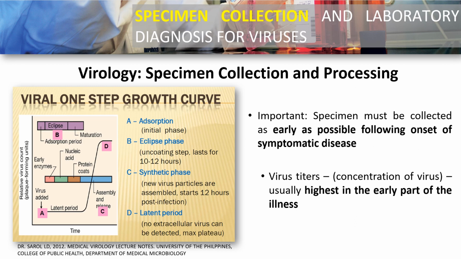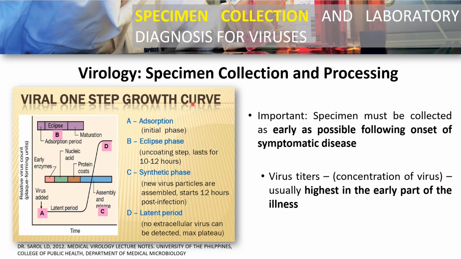Kaya Japanese people tend to go to the hospital frequently compared to other countries because of the healthcare system nila. So again, class, dapat as early as possible following onset of symptomatic disease. Example naman dito, class, is fever. So pag nagkaroon ng fever, they should go to the hospital and then collect sample. And then virus titers, or concentration of the virus, are usually highest in the early part of the illness.